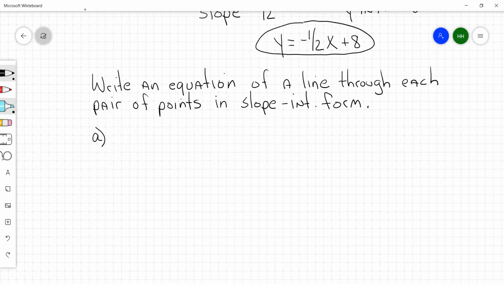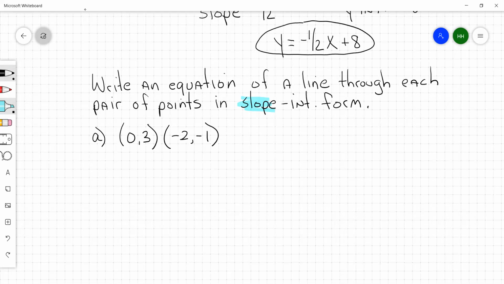First set of points, 0, 3, negative 2, negative 1. Can anybody tell me what the first piece of information is that you might need to write it in slope-intercept form? Somebody whispered it, I think. Anybody at home? Anybody in class? Anybody? The slope. Very good.